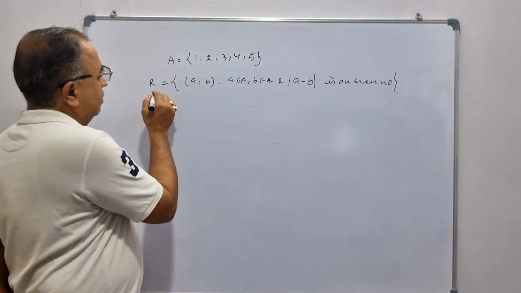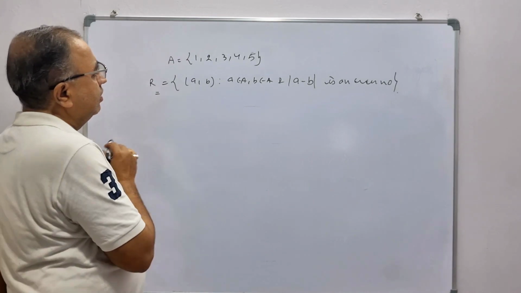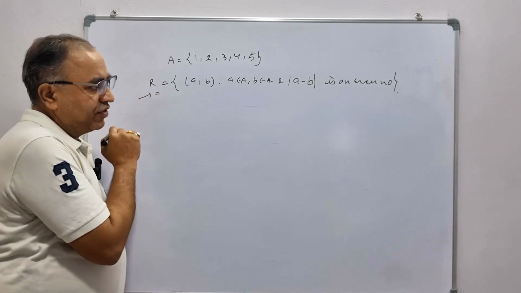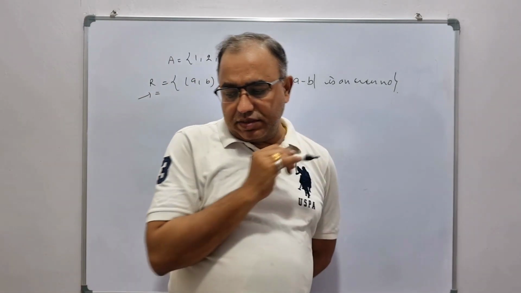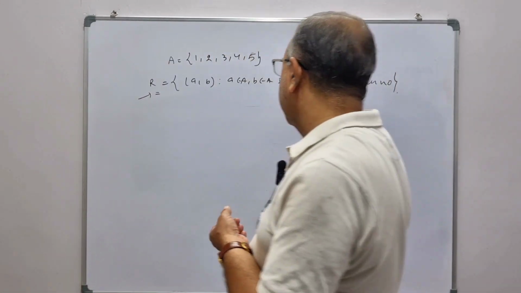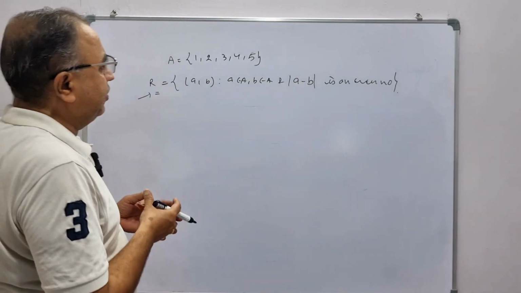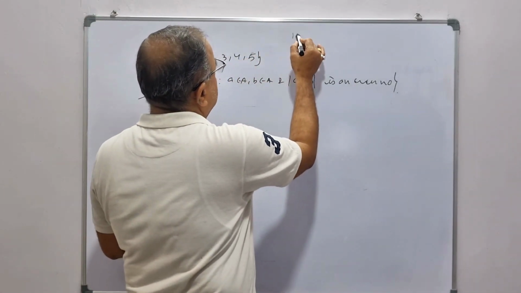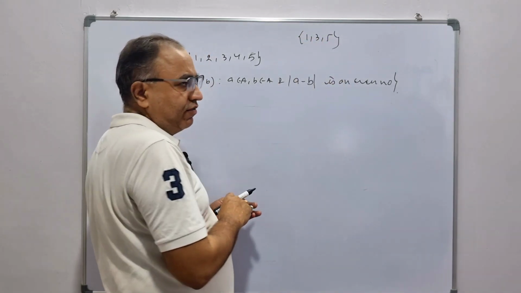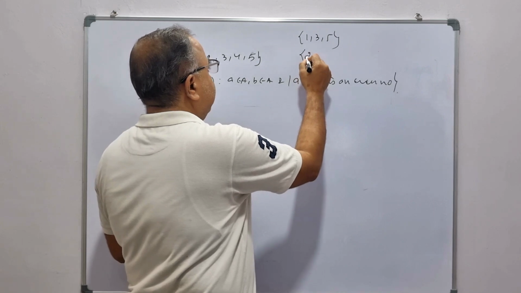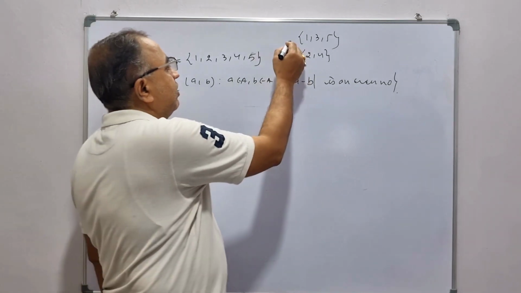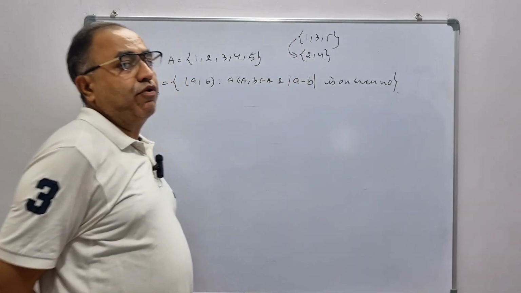We have to show here that this relation is an equivalence relation. That is the first part. The second part is to prove that each entry of the set {1, 3, 5} is related to itself, as well as each entry of the set {2, 4} is also related to itself through this relation. But no entry of {1, 3, 5} is related to any entry of {2, 4}.